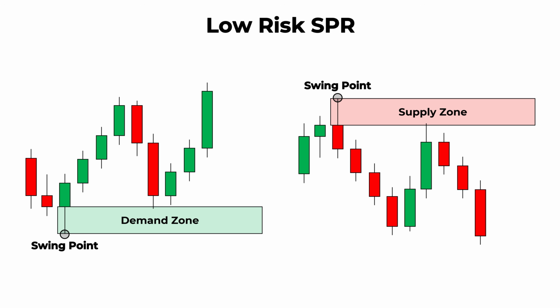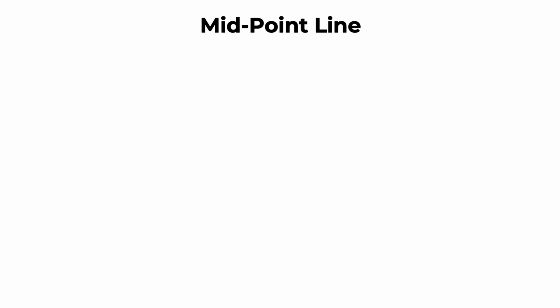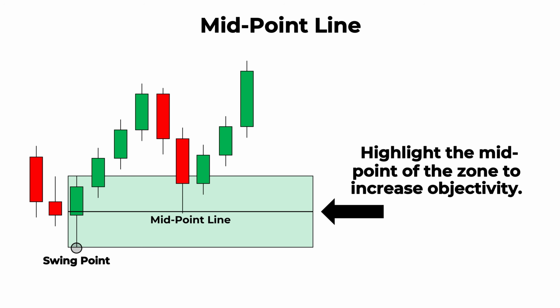One of the problems with zones, however, is precisely the fact that they are zones, not lines, so there can be some hesitation or doubt about when to enter the trade exactly once price is within the zone. One method to solve this problem is to use the midpoint line. This increases the objectivity by highlighting one price level instead of a range of price levels.